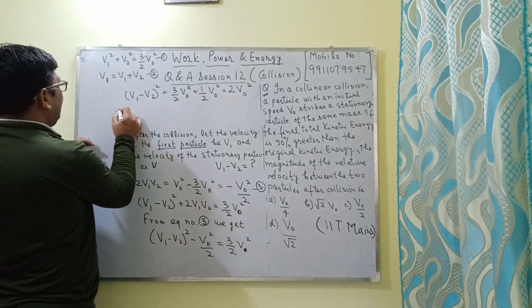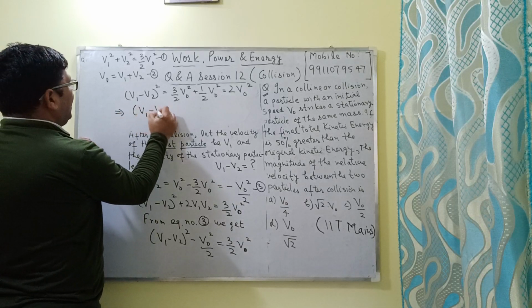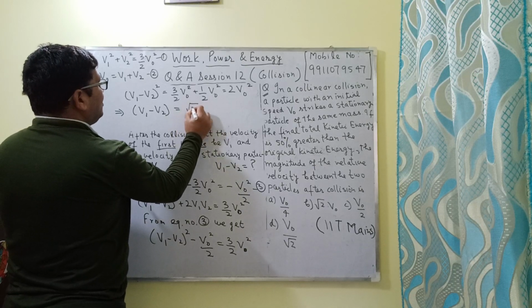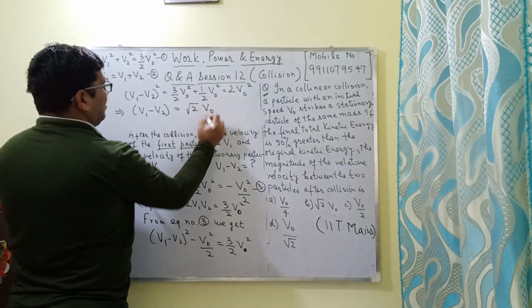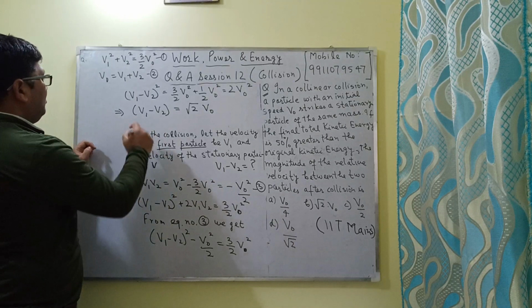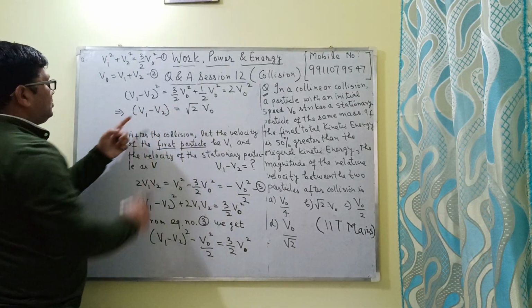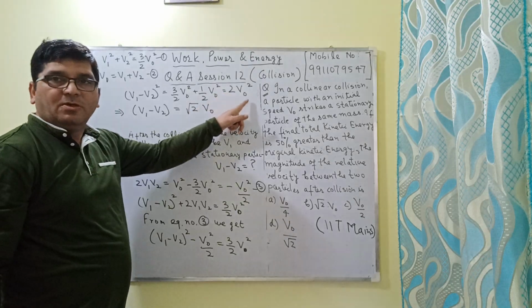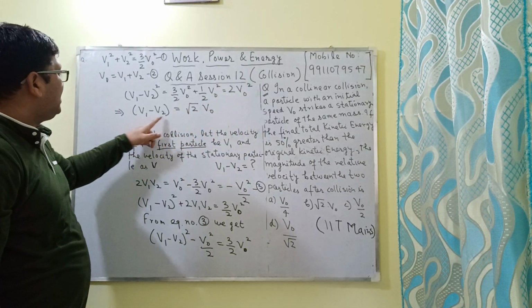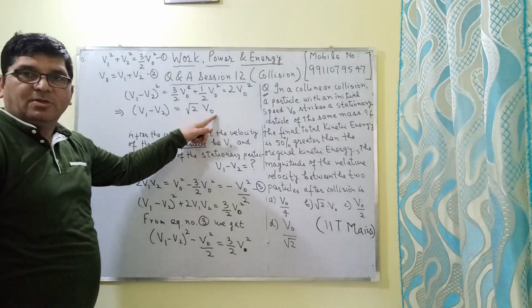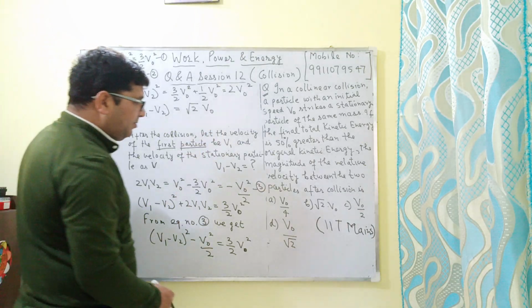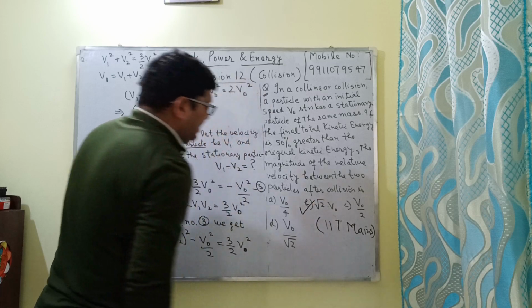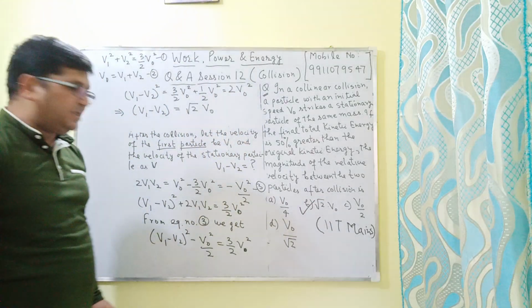So it implies that V1 minus V2 whole square is equal to 2 V0 square, or we can say that V1 minus V2 is equal to root 2 V0. So here our answer will be the second option, that is B. B is the correct option of this answer.